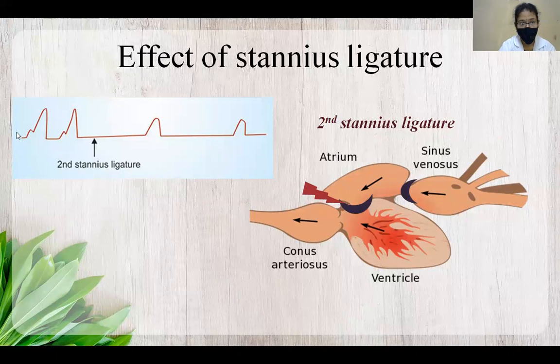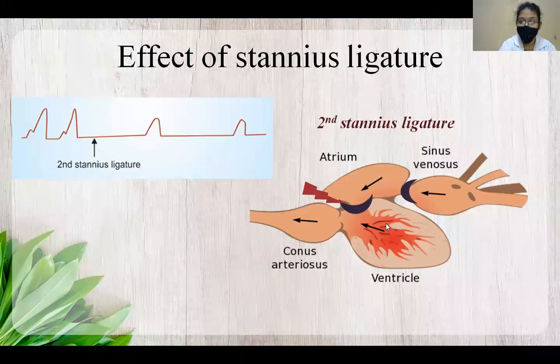Now if you compare this with the atrial rhythm, you see the ventricular waves are single waves. There is no atrial record over here. So this is also known as idioventricular rhythm. Once you tie the second Stannius ligature, again the heart is going to become quiescent, and then you record a smaller wave, which is a single activity. This is ventricular activity. So this is the effect of the second Stannius ligature.